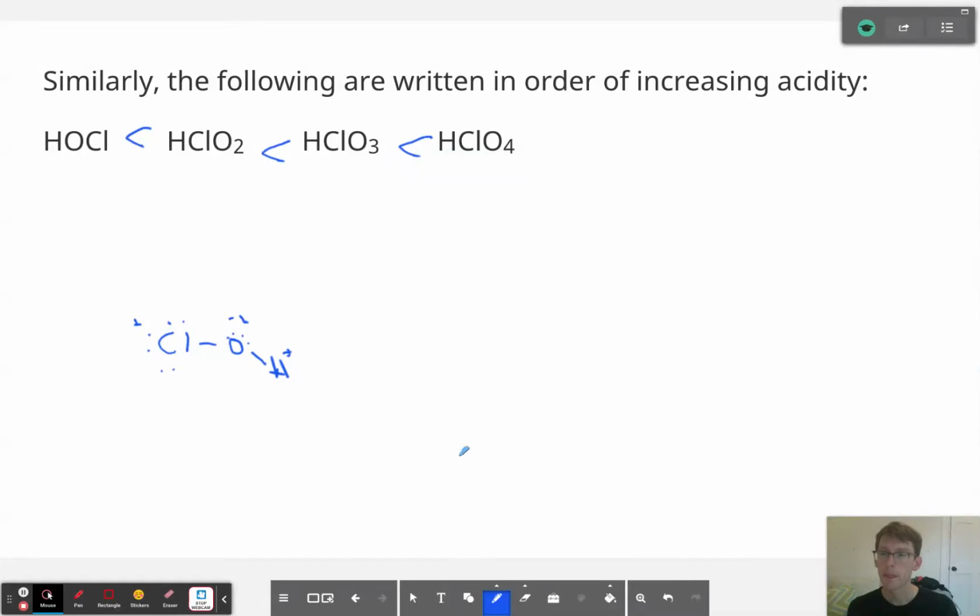Now, if we go to HClO4, we have a Cl here, we have an O and an H, we have an O, and an O. Our oxygens all have to be -2, -2, -4, -6, -8. Our hydrogen is +1, so that brings us back to +7 overall. But our chlorine is +7. Very, very, very positive in terms of its oxidation number. It's got all these oxygens pulling electron density away from it.